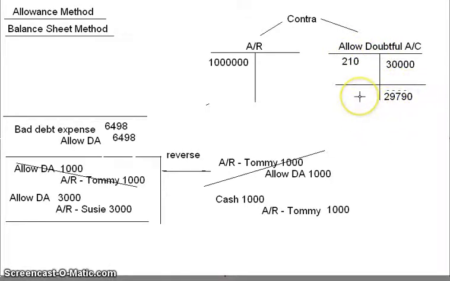Okay, so that's pretty much the main part of the receivables, of accounts receivable. The next thing we're going to talk about just briefly is going to be notes receivable.